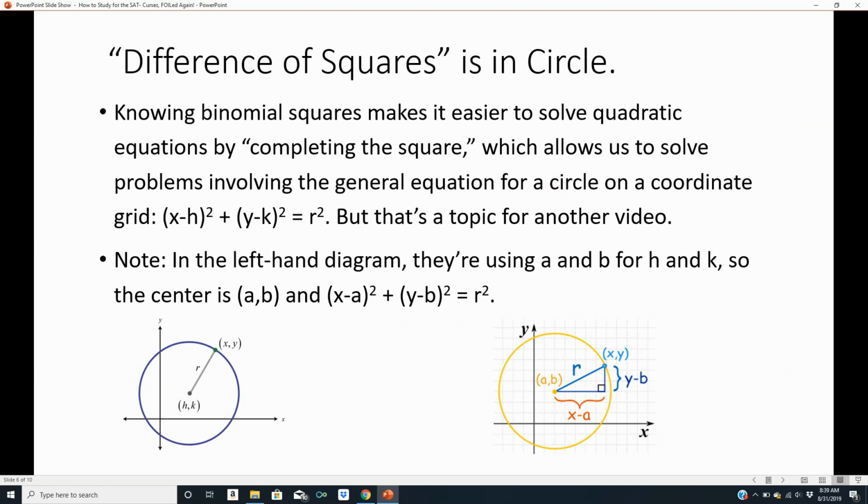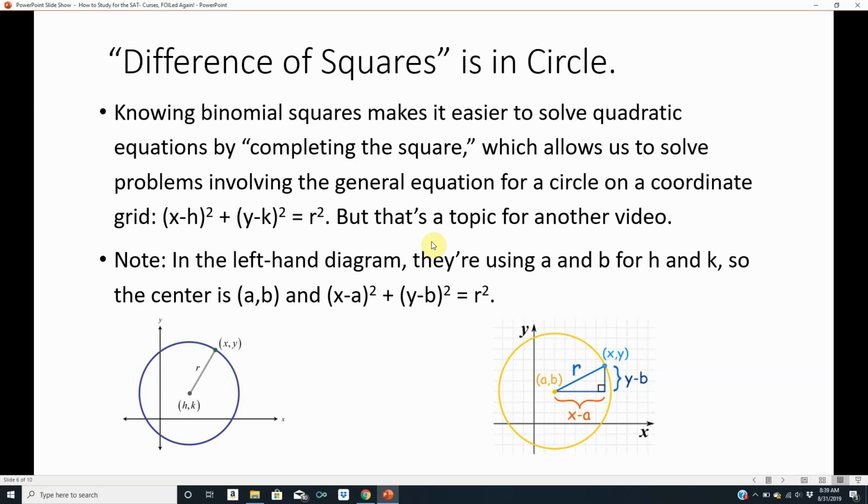The difference of squares is in a circle. So knowing binomial squares makes it easier to solve quadratic equations by completing the square, which allows us to solve problems involving the general equation for a circle on a coordinate grid, which is (x − h)² + (y − k)² = r², where (h, k) is the coordinates of the center of the circle, and r is the radius of the circle.